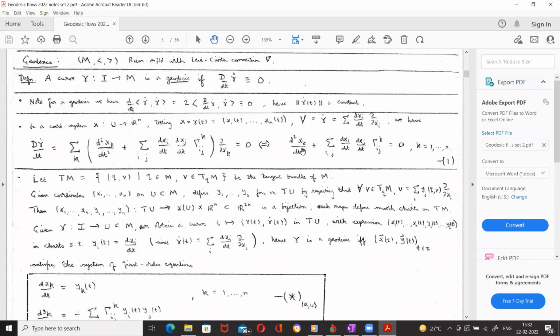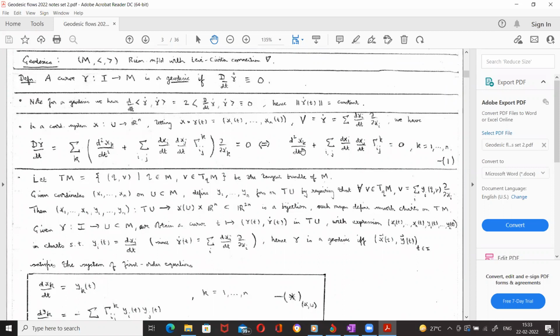So now what we're going to do is this: geodesics are curves in the manifold, but if I look at the tangent vector of a geodesic, say gamma prime t, then I get a curve in the tangent bundle. As t varies, gamma prime t gives me a family of tangent vectors. And I want to look at this geodesic equation in the tangent bundle. There it will become a system of first order ODEs.